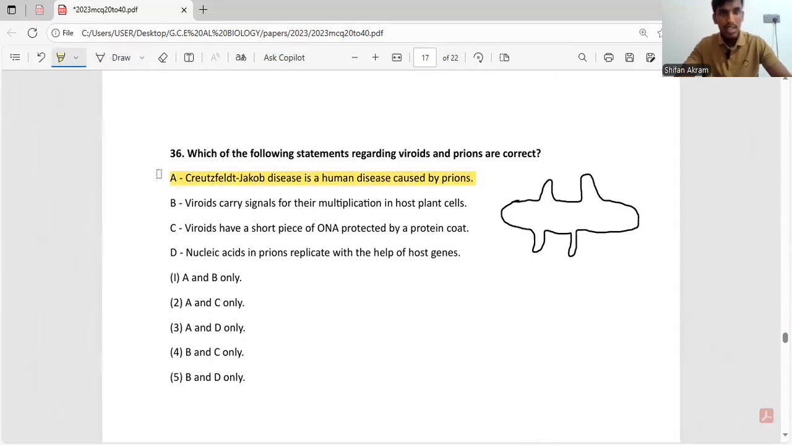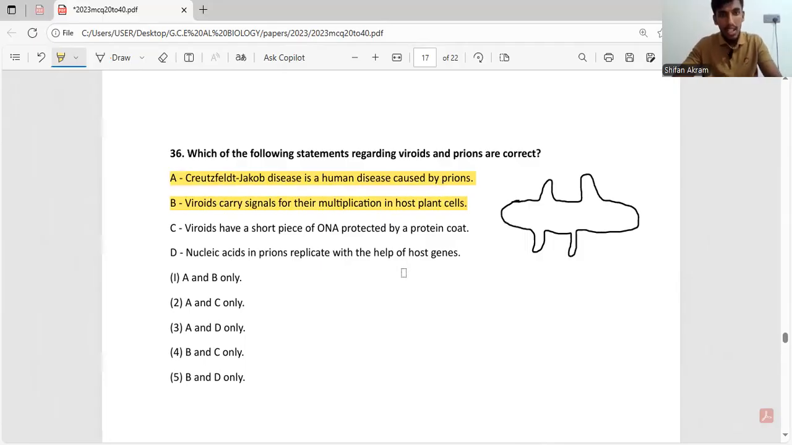And the second statement says viroids carry signal for their multiplication in host cells. So this is the structure of the viroid. This is just an RNA molecule, right? And the only signal they carry is for their multiplication. They don't carry anything else. Okay, then this statement is also correct. Now, the third statement, virus have a short piece of, sorry, it should be DNA. I have put ONA. Okay, DNA protected by a protein coat. Again, viroids don't have a DNA, they have an RNA, and they don't have a protein coat surrounding it. And you can see it is a naked piece of RNA molecule.